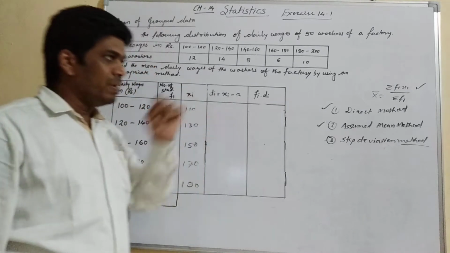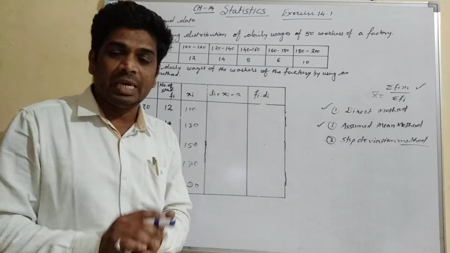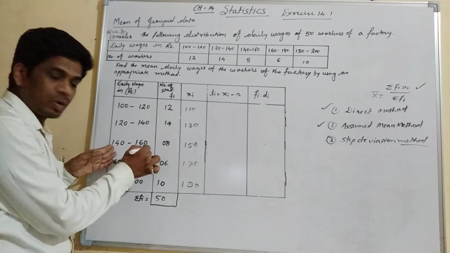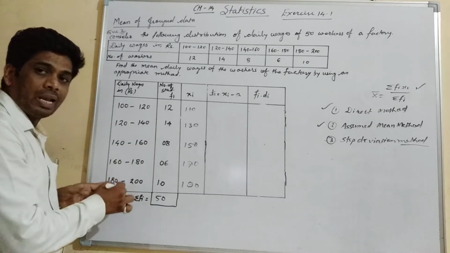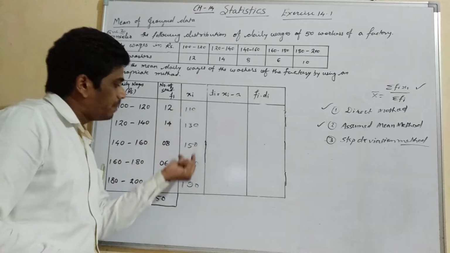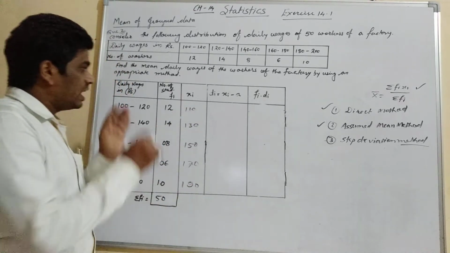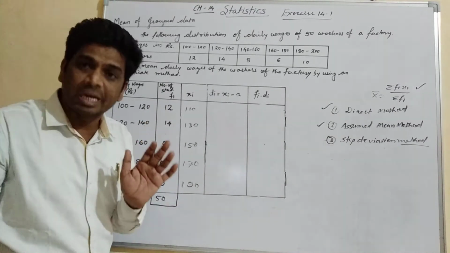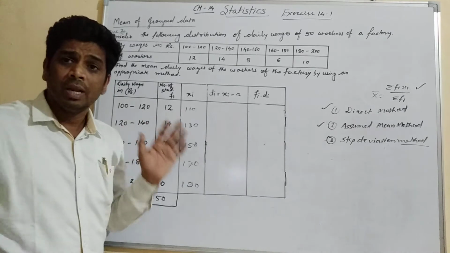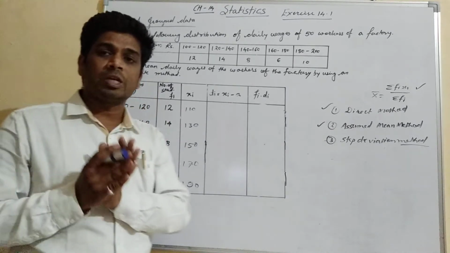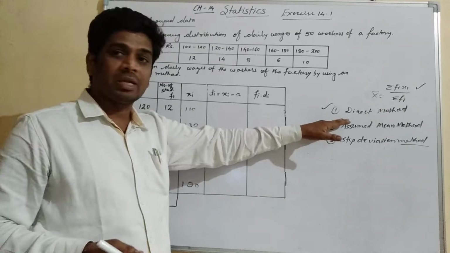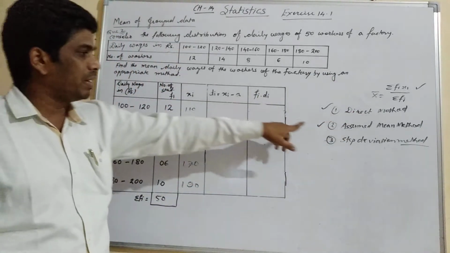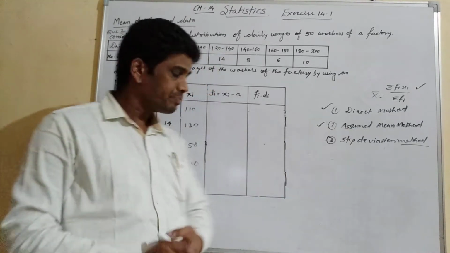This method sometimes will be very lengthy if the data is large. If the data is larger, then obviously xi will be bigger, and if xi is a larger number, obviously the calculation part will be a little bit lengthy. Their multiplication will be a little bit lengthy. So to reduce the calculation part, we have to use a different method. That is, the assumed mean method and the step deviation method. So let's see one method. First method, assumed mean method.